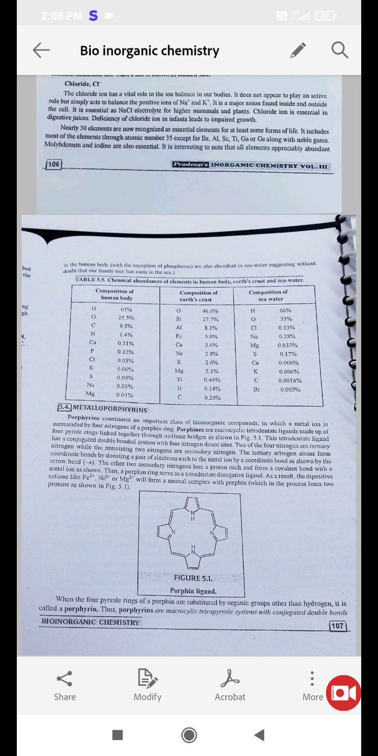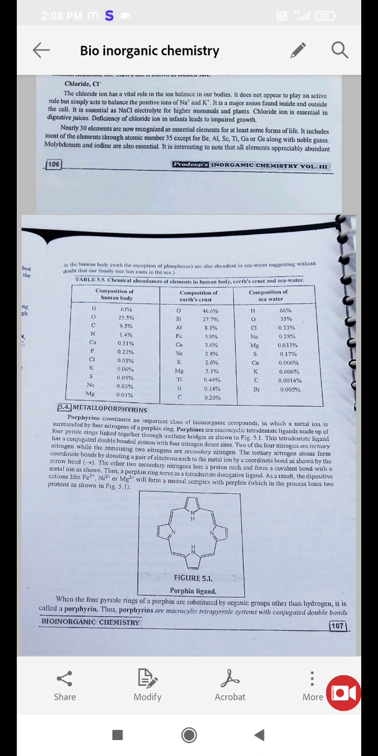This tetradentate ligand has a conjugated double bond system with 4 nitrogen donor sites. 2 of the 4 nitrogens are tertiary nitrogens, while the remaining 2 nitrogens are secondary nitrogens. The tertiary nitrogen atoms form a coordinate bond by donating a pair of electrons to the metal ion, as shown by the arrowhead. The other 2 secondary nitrogens lose a proton each and form a covalent bond with the metal ion, as shown.